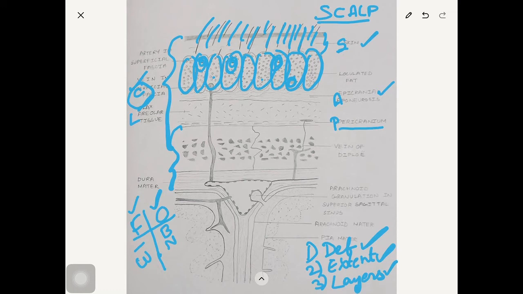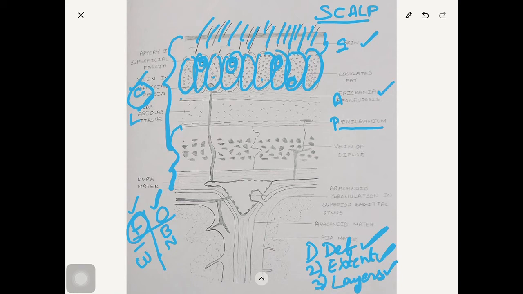What is the action of this epicranius muscle? Alternate contraction of these frontal bellies and occipital bellies can move the entire scalp front and back. You see the action of only this frontalis, they raise the eyebrows as in surprise and they produce the transverse wrinkles over the forehead as in fright.